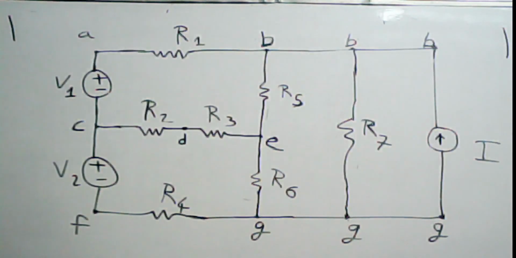Today we'll be studying what is a loop, what is a mesh, what is a node, then essential node, branch and essential branch. Firstly, we'll be going through a network that you are seeing on your screen. We'll understand the definitions, or what is a loop.